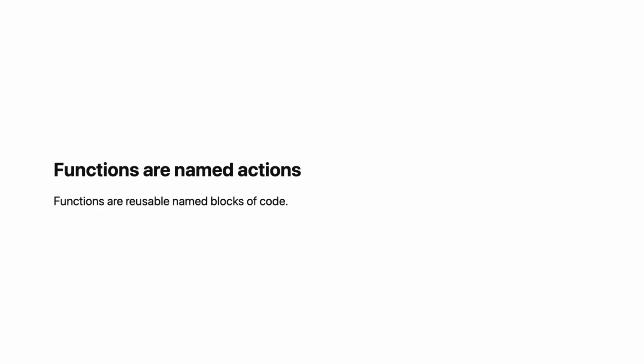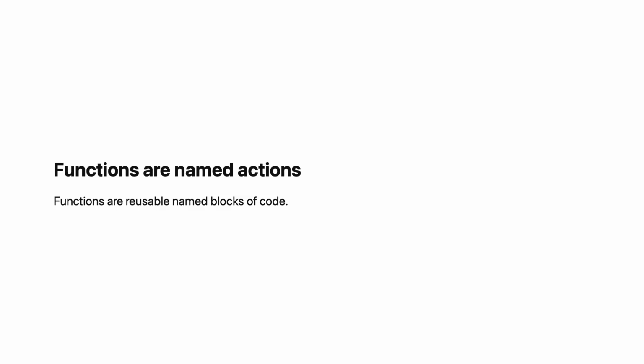In Kotlin, you declare a function with the fun keyword. Fun followed by the name, parentheses with parameters, optional return type, and a body. A simple function: fun greet(), opening brace, println("hello"), closing brace. This function takes no inputs and produces no output.